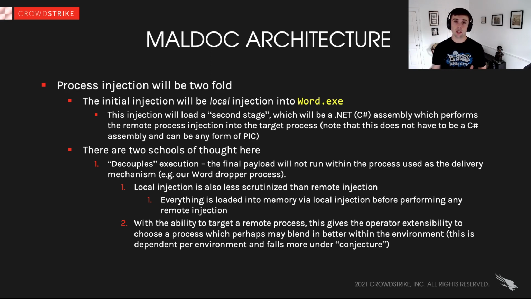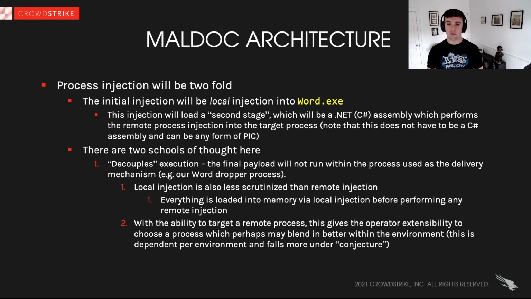So with that said, let's talk about how our process injection will look. Our process injection will be twofold. We'll begin with an initial local injection into the Word process. This injection will actually load a second stage, which is going to be a full C# .NET assembly, which has the capability to perform remote injection into the target process. And again, our payload here does not necessarily have to be C#. That's just what we're using for the purposes of this talk today.